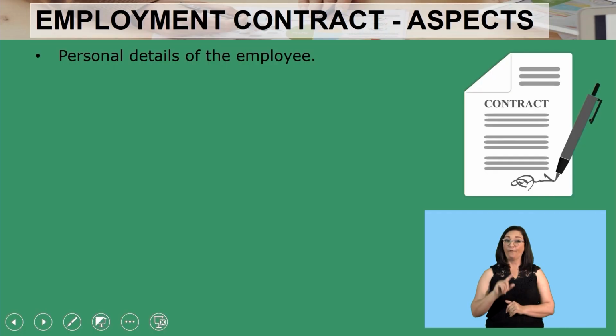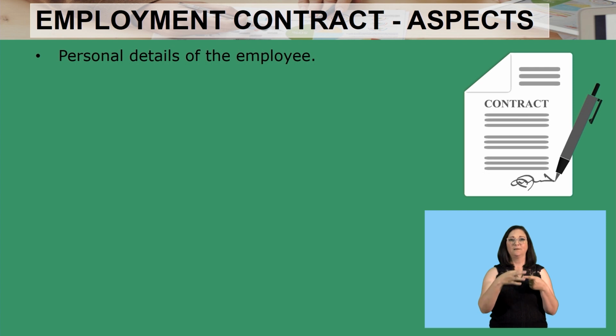So under the employment contract, we've got the aspects of an employment contract. What must be inside the employment contract? What must be written inside the contract? The first thing, we're looking at the personal details of the employee. Please watch this: you are no longer an interviewee or candidate now. The name has changed. You are now the employee, because you have been employed.